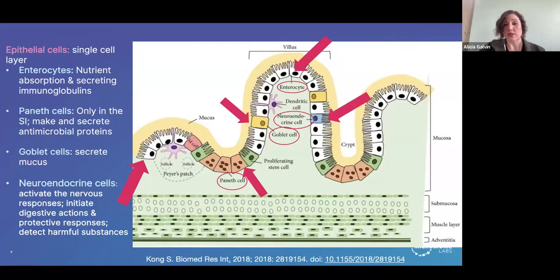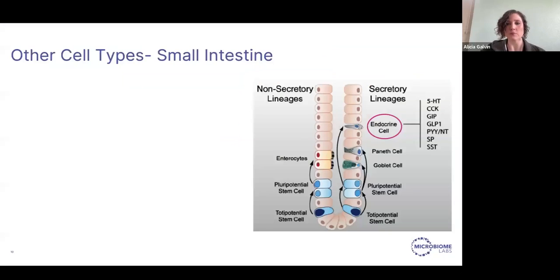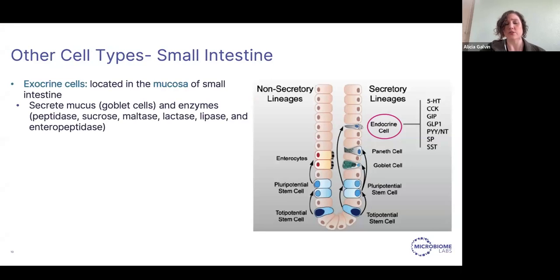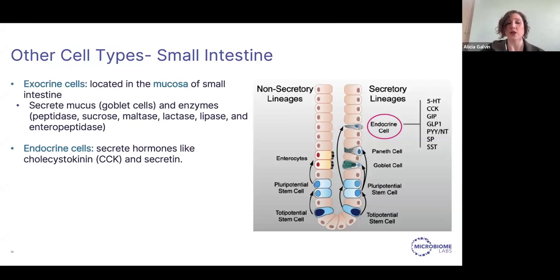And then we have neuroendocrine cells. What these cells do is they essentially manage the nervous system response. They're initiating digestive secretions and protective responses, coordinating all of those neurological factors. We have a few other cell types in the small intestine. We do have some exocrine cells. The goblet cells would be a type of exocrine cell, but we also have cells that are secreting your various digestive enzymes. We have endocrine cells, which are responsible for secreting digestive hormones. We'll talk a little bit about CCK and secretin to help with coordinating things like bile flow and pancreatic secretions.